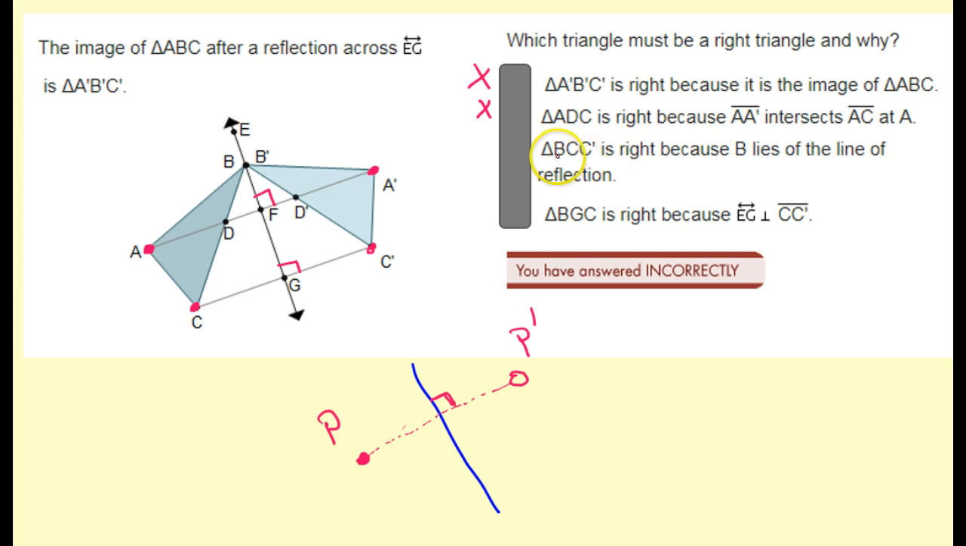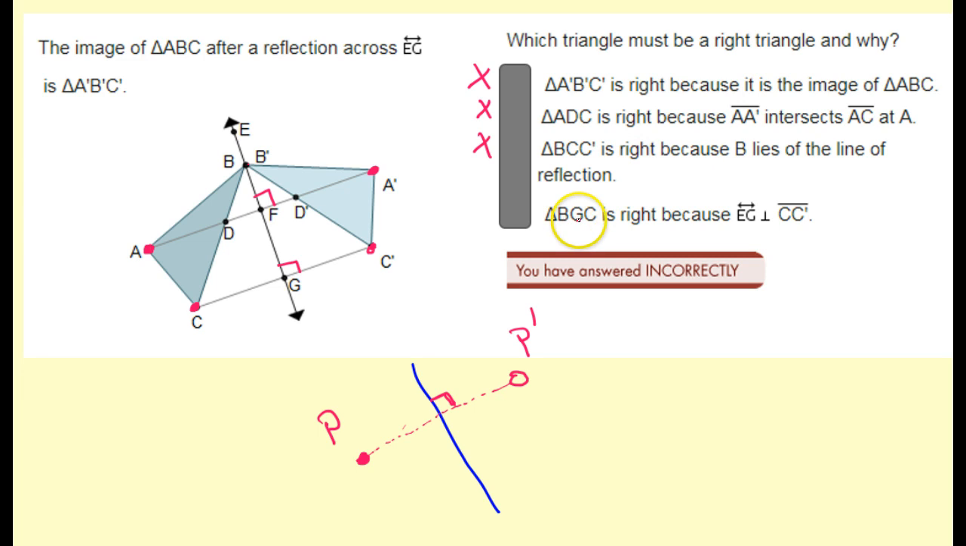What about triangle BCC prime? Okay, so triangle B, oh, there it is, B, C, C prime. Okay, is that a right triangle? Nope, none of these are going to be right angles as far as we know. So I'm running out of choices. So I'm really hoping this last one is going to be the answer.